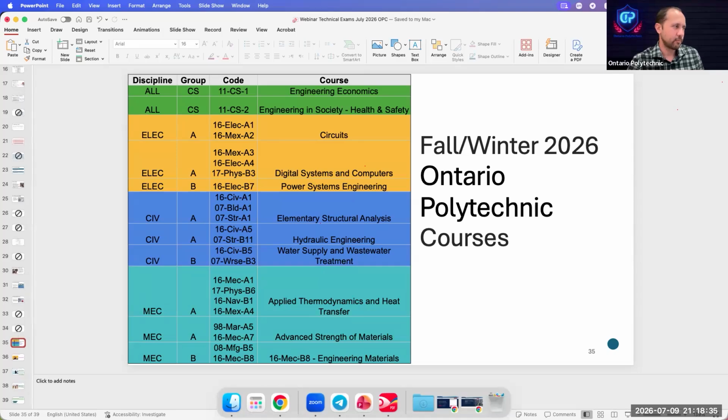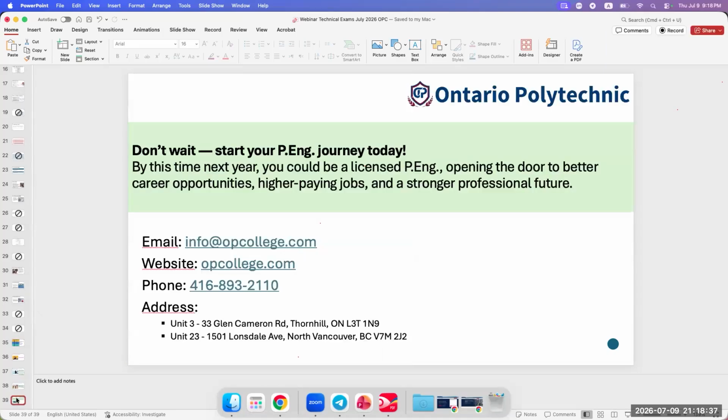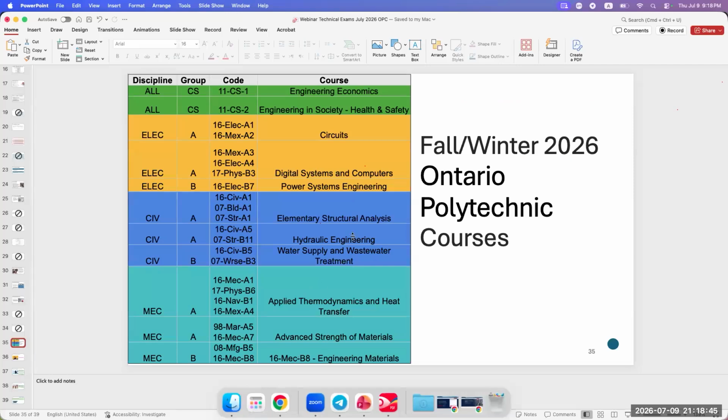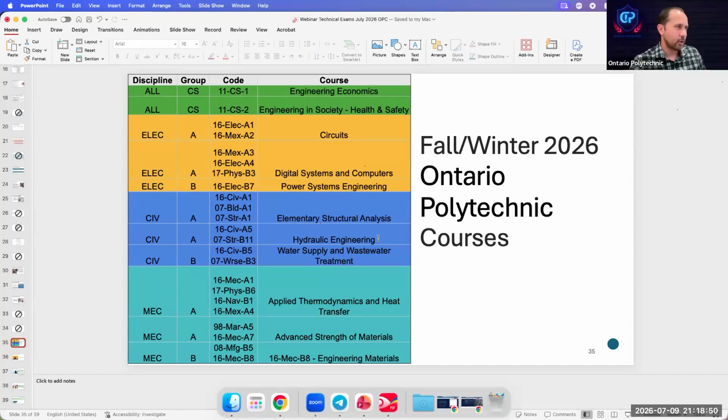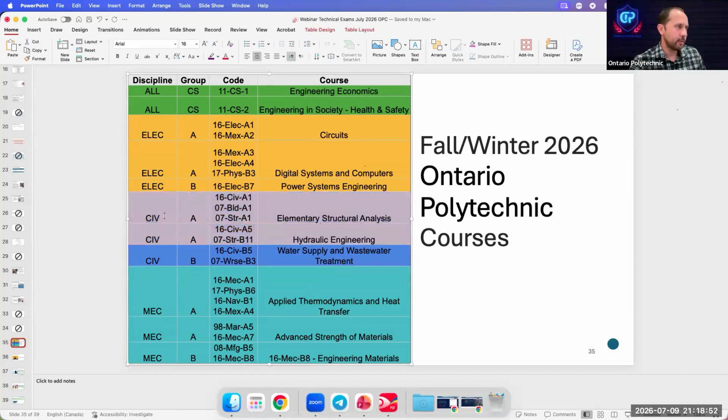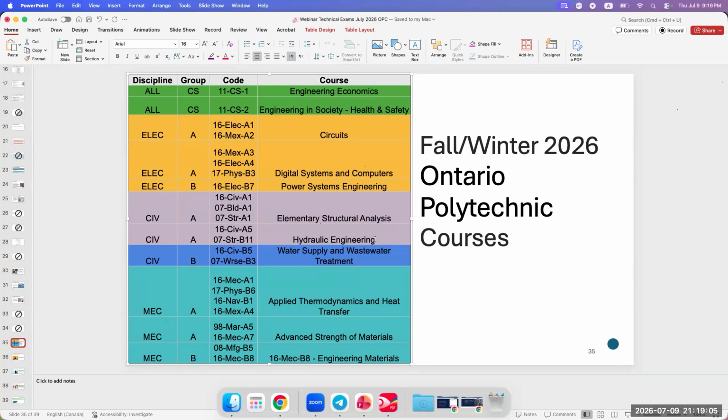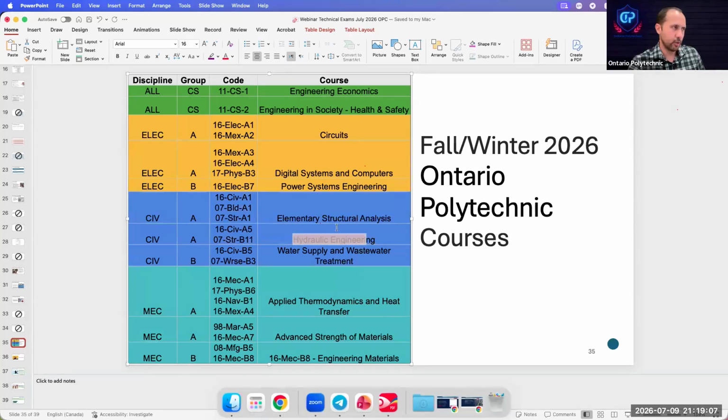For civil engineering, I would like to know, to be a PEng, I have to take elementary structural analysis, hydraulic engineering, and water supply. Are these the courses that I have to take to pass the exam for civil engineering? Yeah. I suggest you take these two first: elementary structural analysis and hydraulic. When you get 65% and more, they waive the next two. So you are good to pass the exam for civil engineering. You just need two, elementary and hydraulic. These are good courses.